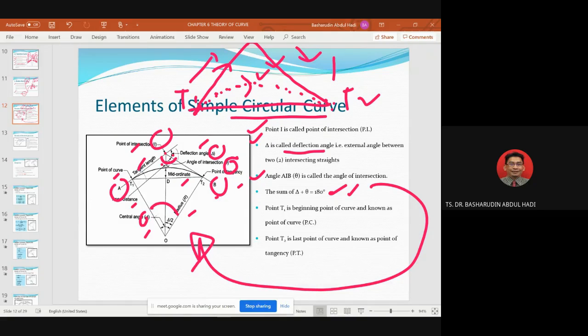Okay, point T1. Where is point T1? Here, point T1 is the beginning point of the curve and is known as the point of curve, PC. So we start from T1 and finish at point T2. Point T2 is the last point of the curve and is known as the point of tangency, PT. I think you already understand the elements of a simple circular curve.